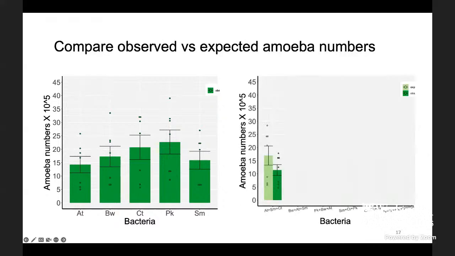Okay, so this is the first one, AT, SM, CT. The light green is the expected number and the dark green bars are the observed numbers. And okay, yeah, so for this one, there is a concurrent cost, so they do perform worse than we expect.